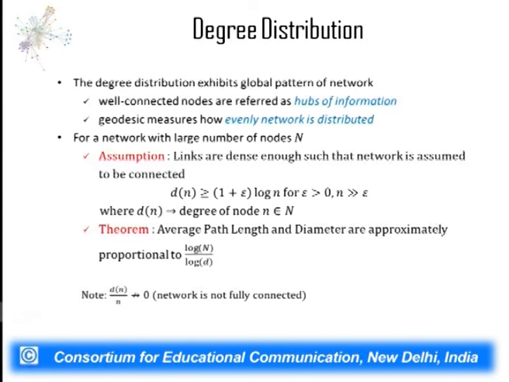And the theorem goes that if you are taking APL, that is average path length or average geodesic, or diameter into consideration, then this average path length or diameter is going to be proportional to log n by log d. Log n, the total number of nodes in the network, divided by log d, the average degree that a node will have.